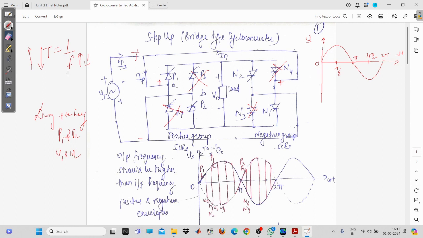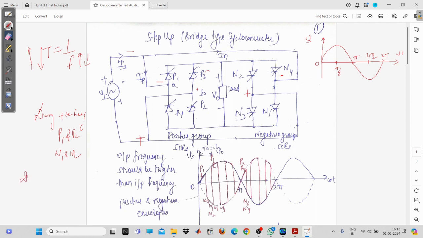Now similarly, during a negative half, what is going to happen? This one will be more negative as compared to the lower half. So negative will come here, and positive will come here. Again you can see, this negative will come here and this positive will come here. So what is going to happen? During the negative half, N3 and N4 will be forward biased.